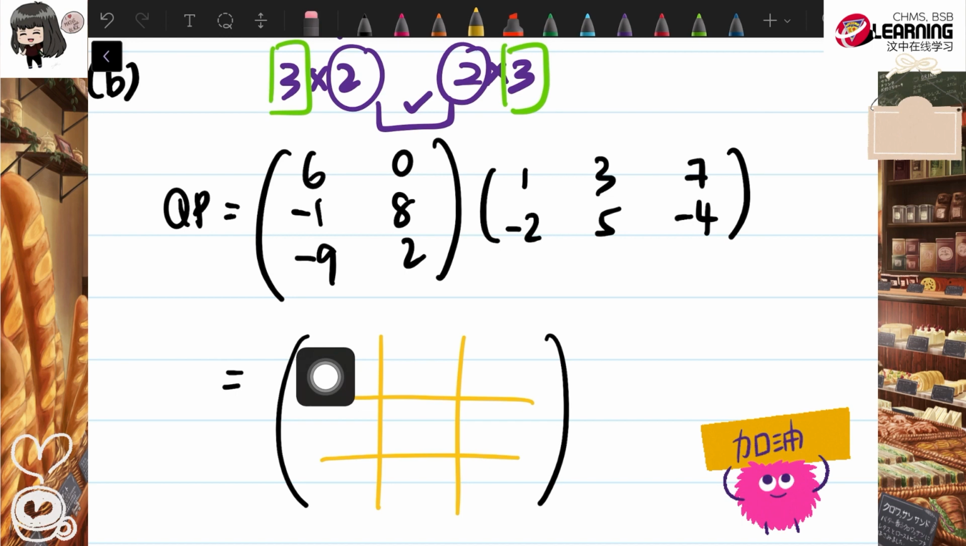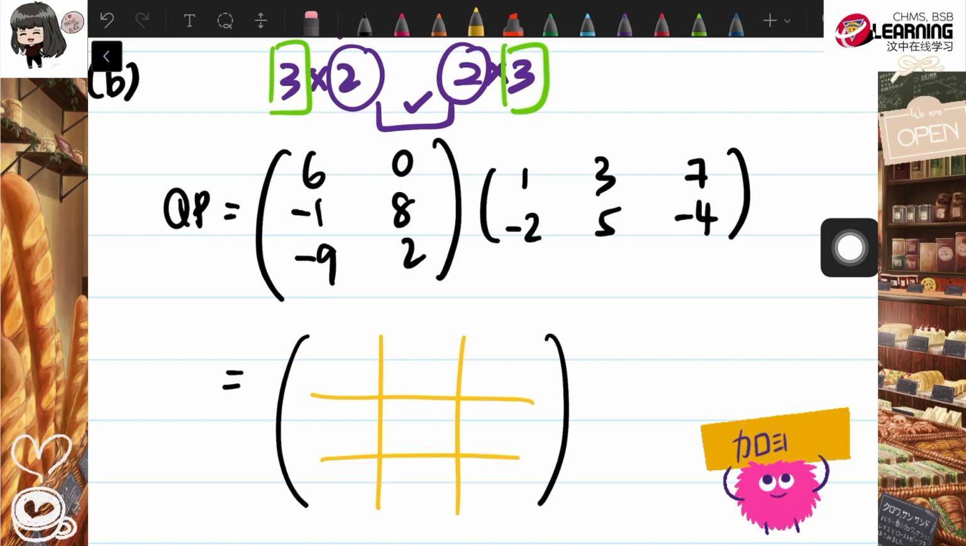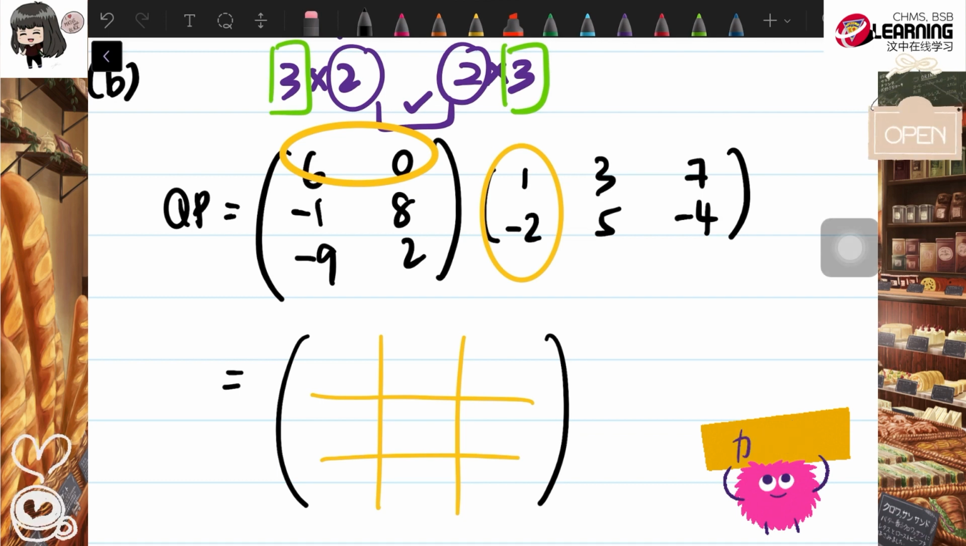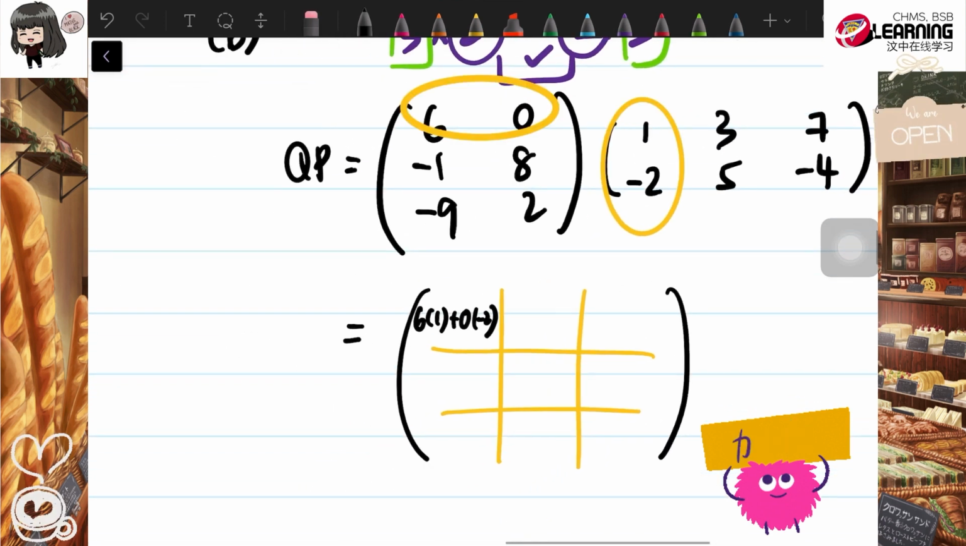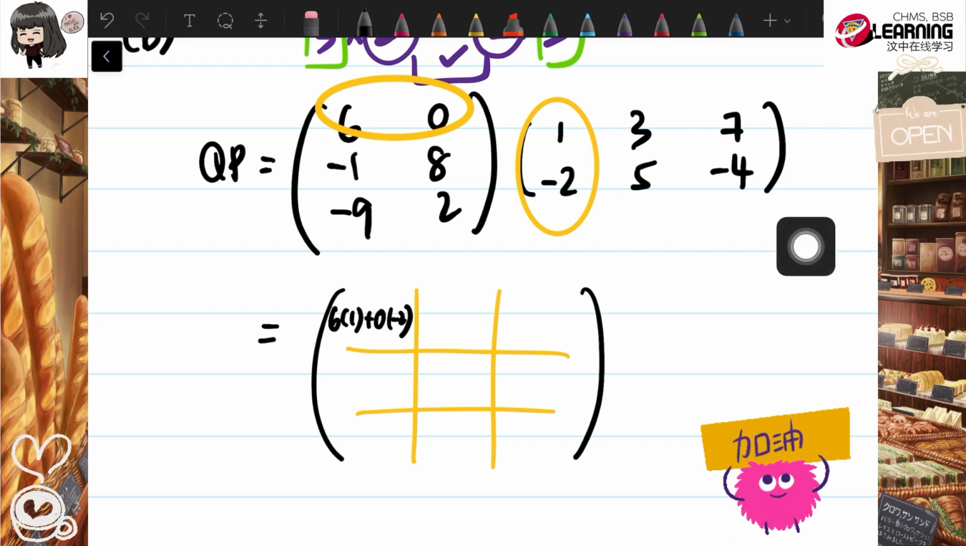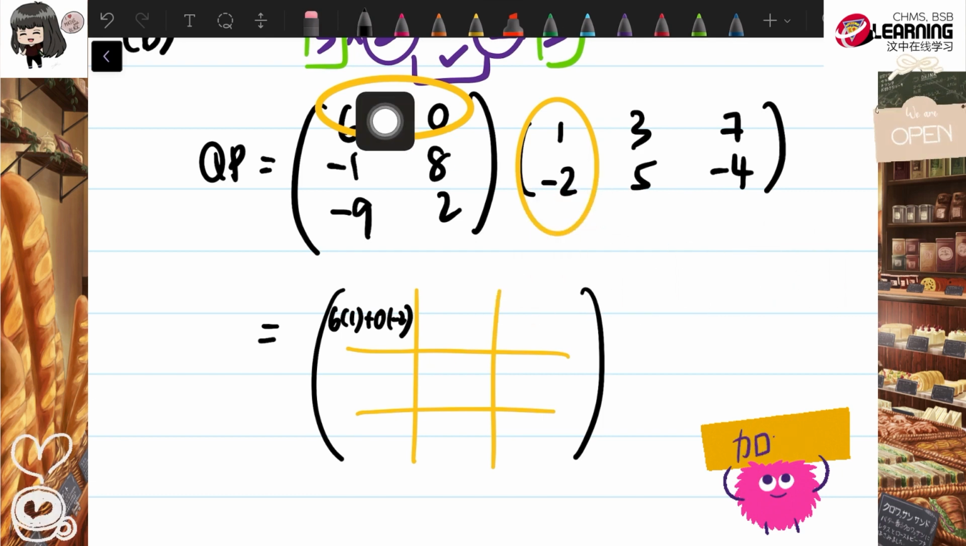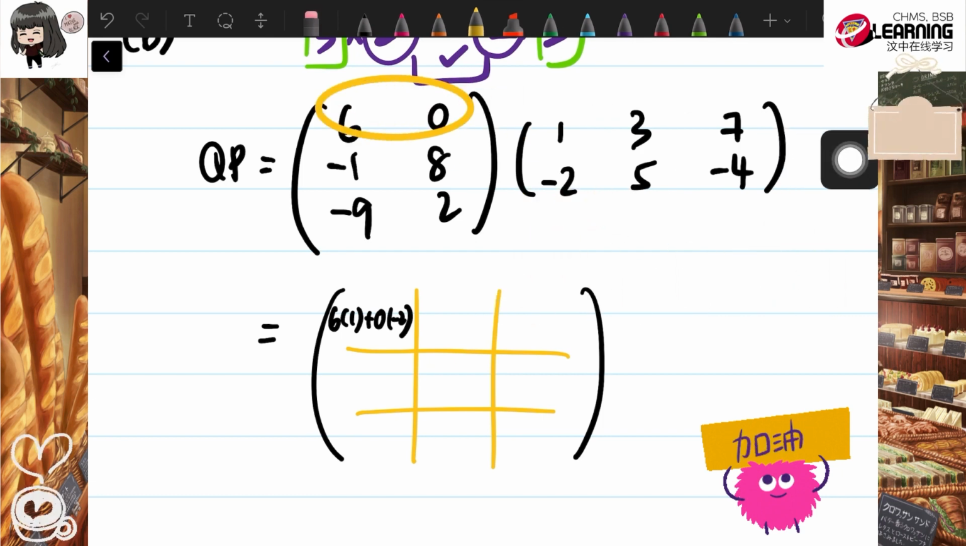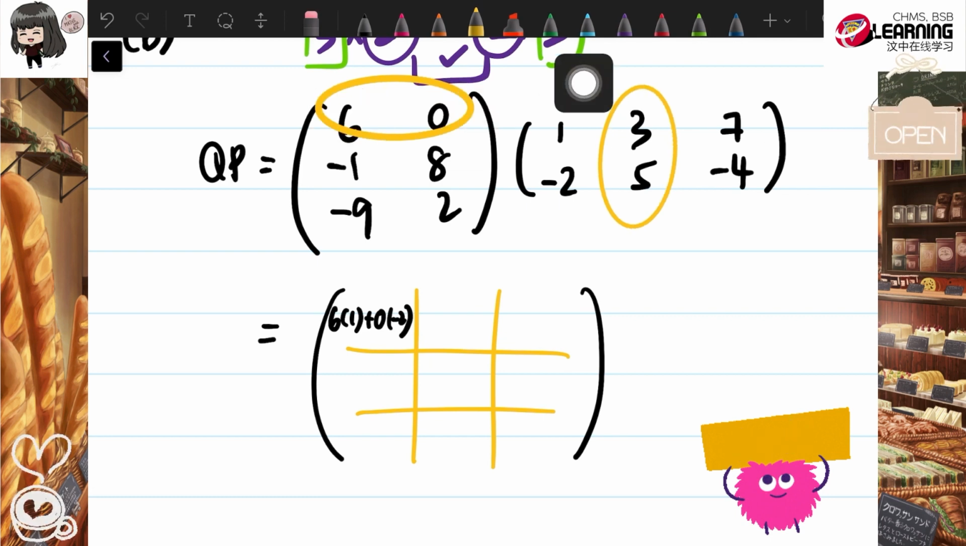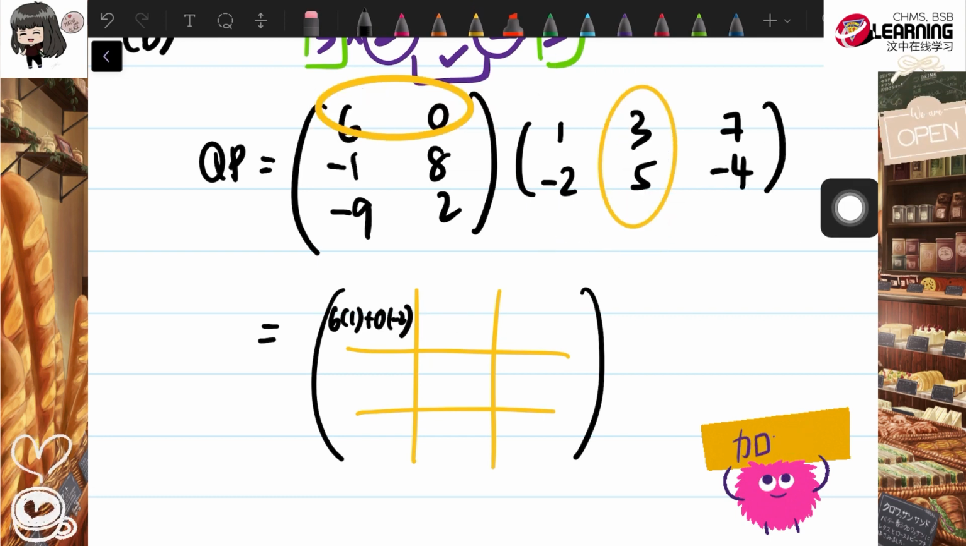The first one here, we know this is first row and first column. So first row, first column comes from this one and this one. So it will be 6 times 1 plus 0 times negative 2. And for here is first row with second column. This is my first row, and my second column is this. So it will be 6 times 3 plus 0 times 5.